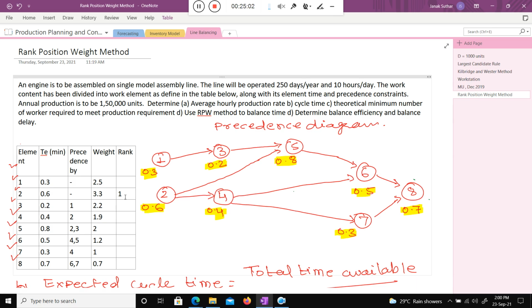Okay, the second highest is 2.5, there I will give rank 2. The third highest is 2.2, I will give rank 3. The fourth highest is actually this one. So this one is the 4, this one is the 5, this one is the 6, this one is the 7 and 8.